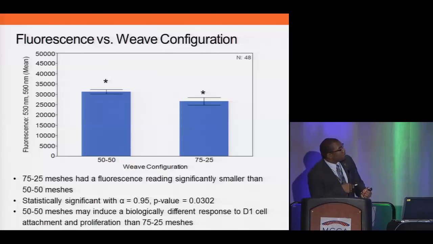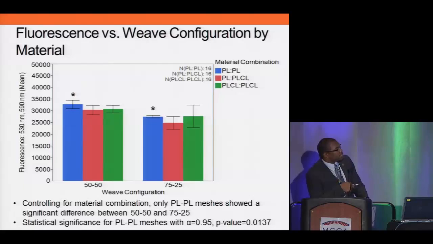And we also tried to control for material combination. And while we did see the same result as far as comparing each colored column to the other colored column, so blue to blue and red to red, green to green, we did see that there was a higher fluorescence reading for the 50-50 versus the 75-25, but the only significant difference was between the polylactide meshes. And I think that's due to our ability to better extrude the polylactide fibers, and therefore giving us a tighter weave.